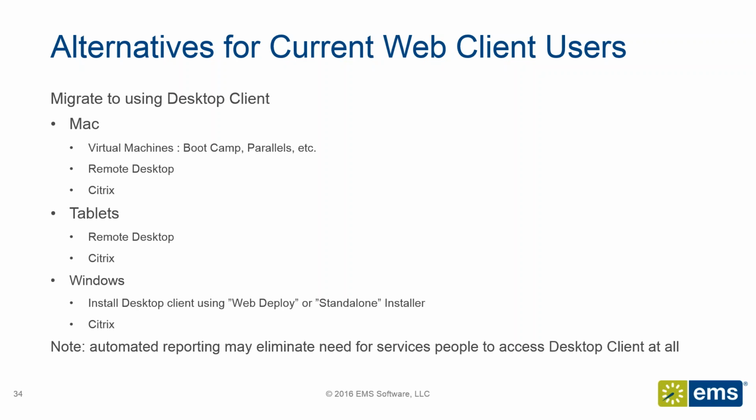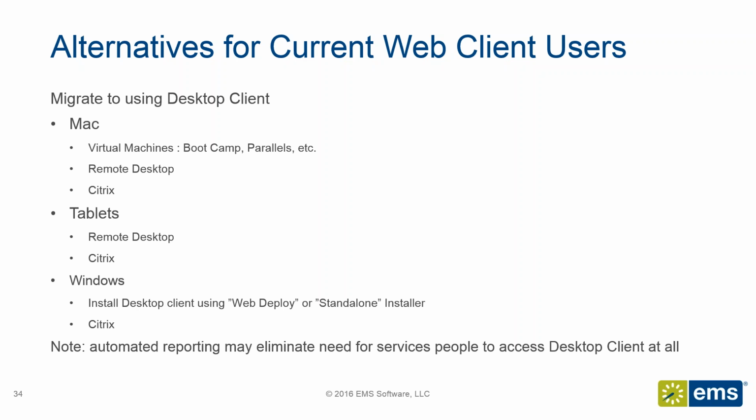And the various options that you have: if you are using the web client because you're running a Mac, one of the things you need to consider is that you should run a Windows environment using virtual machines, which could be Boot Camp, Parallels, and many other virtualization options that exist. Another option you can use is Remote Desktop, and third is Citrix. So all of these three will be the ways to connect to a Windows environment, even from a Mac.